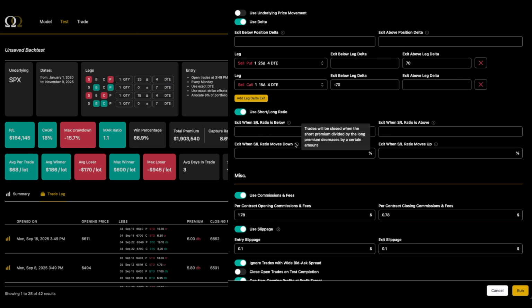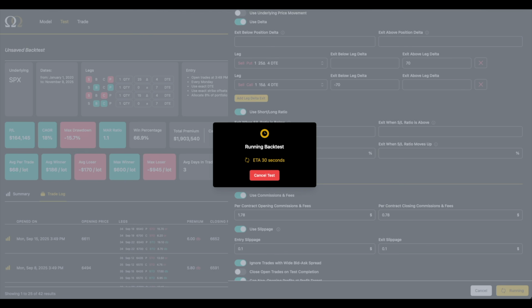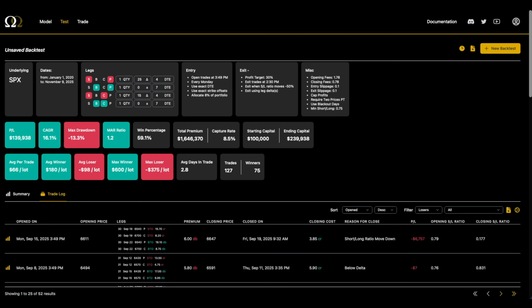What this is going to do is a different way of doing short long ratio. When the short long ratio moves down a certain percent, we're going to exit. So let's do an easy one. I think this is going to make our backtest worse, but let's try it. 50%. This will allow us to understand how this new feature in Option Omega works. Again, available in both the backtesting and the automation platform.